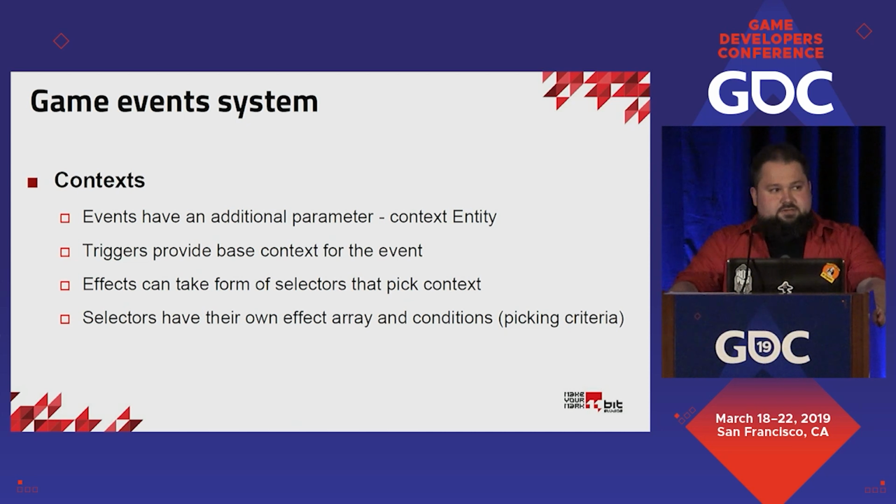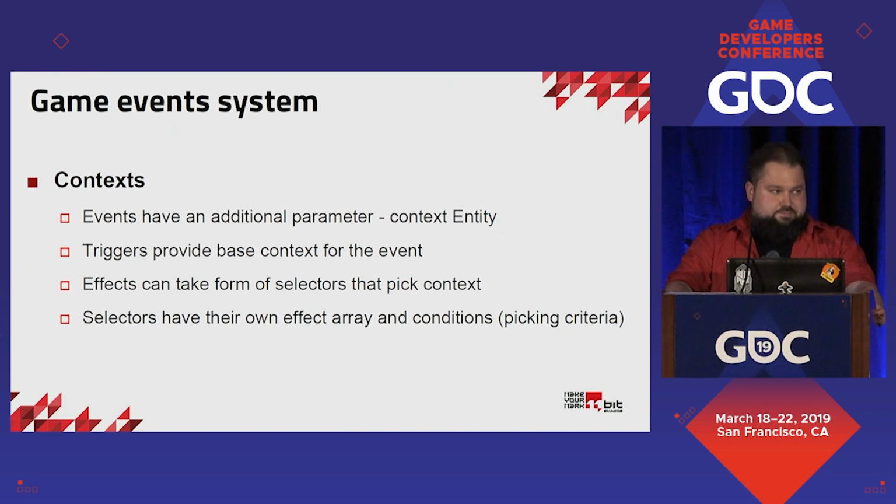The last missing part of the event system was the context. When the event fires, for example, a new child is born, we want that child to be the context of the event. For example, we want to give him a name or whatever in side effects. And that is provided via context. So every event, when the trigger fires, assigns a context, an entity, to that event. And it is valid through the conditions part, the effects part, and so on.